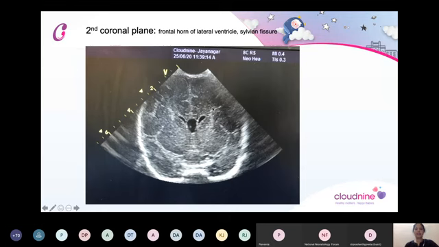This is another image which shows the same thing. So you have the slit-like lateral ventricles and the cavum septum pellucidum in the center.